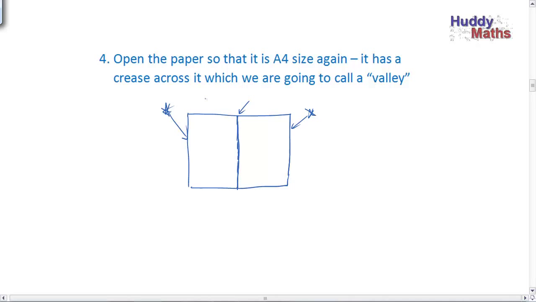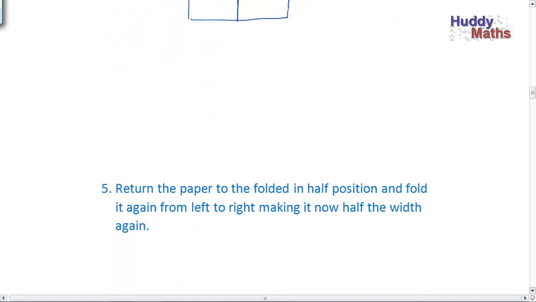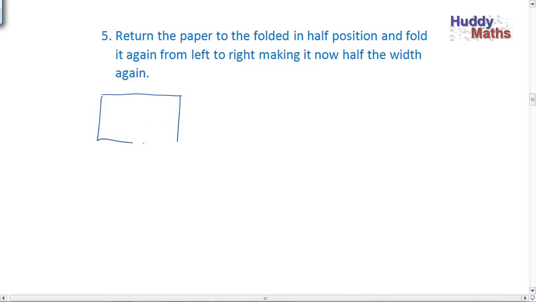Okay, come down here now. Return the paper to the folded in half position. So here we are, we'll go back here. There's a crease. Fold it back over, so it's only half the size. Again, back there, and that's our crease down here. Okay, now we're going to do it again. So the paper's going to get smaller and smaller. You've got to be careful here. So we're going to fold it over again.